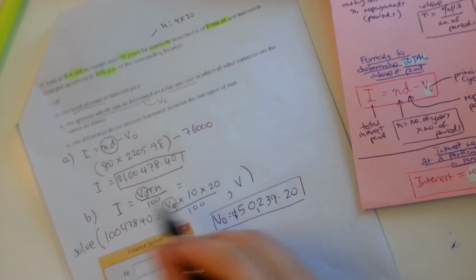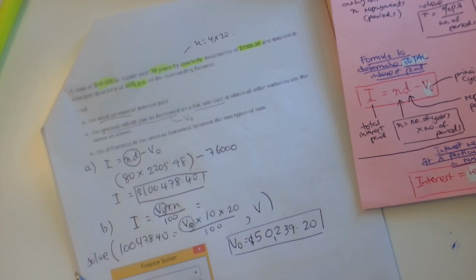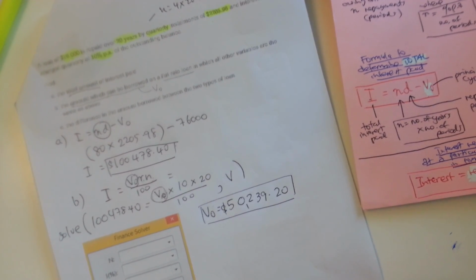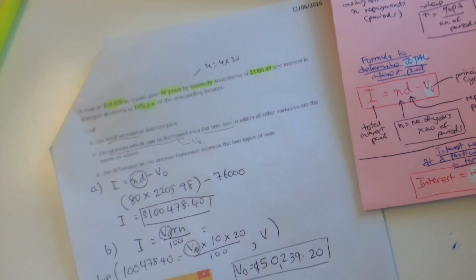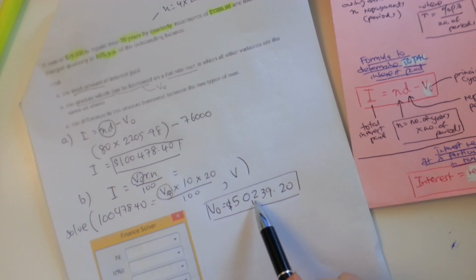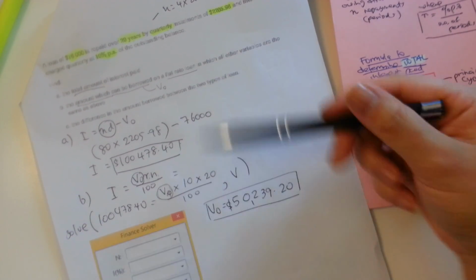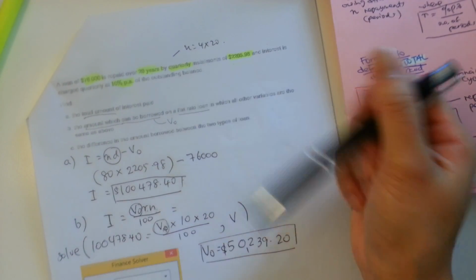Third part, it says, what is the difference in the amount borrowed between the two types of loans? So easy, we've already kind of done that. In reducing balance, we can borrow $76,000. In the flat rate, we can only borrow $50,239.20. And at the end of it, you're still paying the same amount of interest. You're still taking the loan for the same amount of time, and the interest rate is still the same.